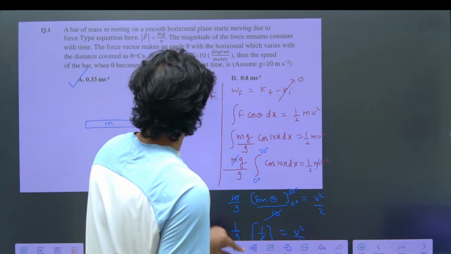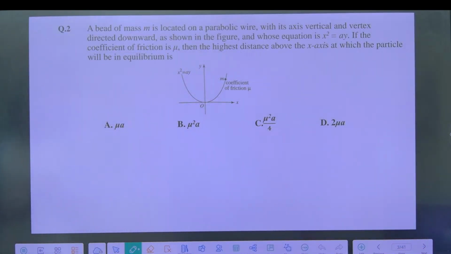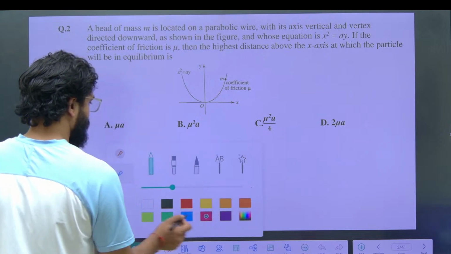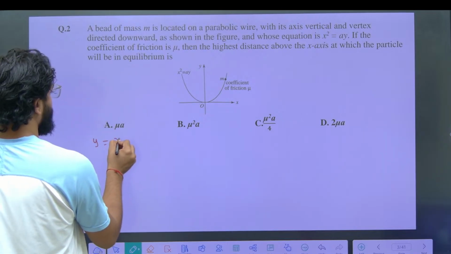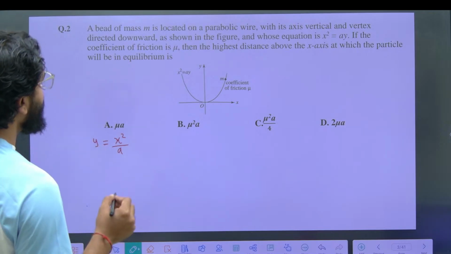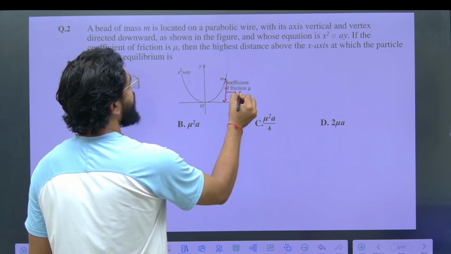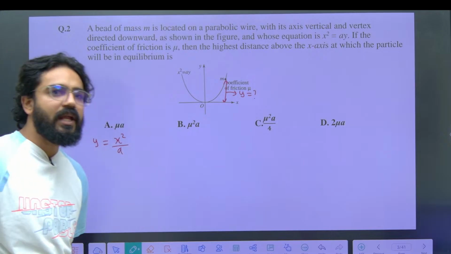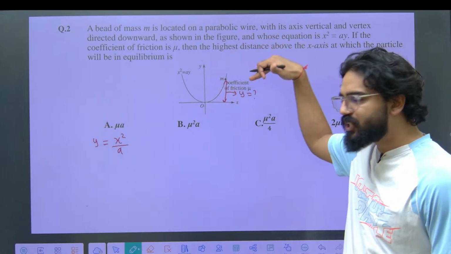Question number 2. There is this wire whose equation is given as y equals x square upon a. They are asking what is this height y such that that guy will be in equilibrium. So over here at every point the angle is changing, theta is changing, correct?